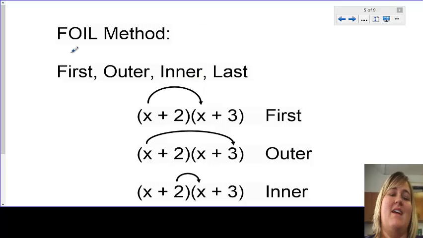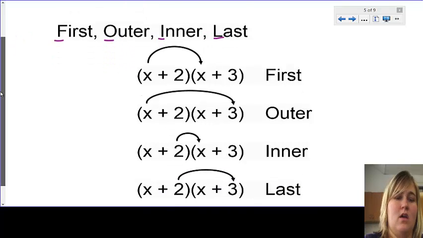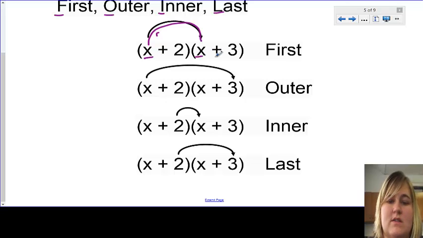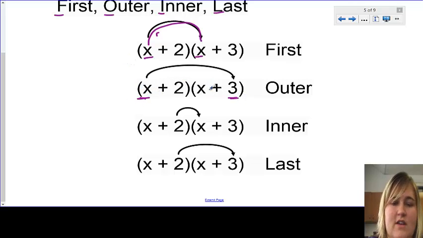Alright, the FOIL method. This is a much nicer, simpler way of doing what I just showed you. Alright, so the FOIL method, F-O-I-L, stands for first, outer, inner, and last. FOIL. So what you're going to do is you're going to take the first to the first. Okay, that's the first thing in each set of parentheses. Then you're going to multiply the outer, which is what's on the edges. So this is this edge, this is the right edge. So left edge, right edge, we multiply those two things.